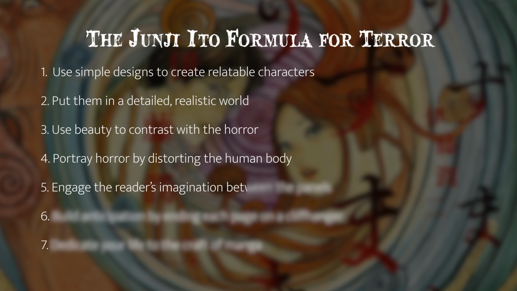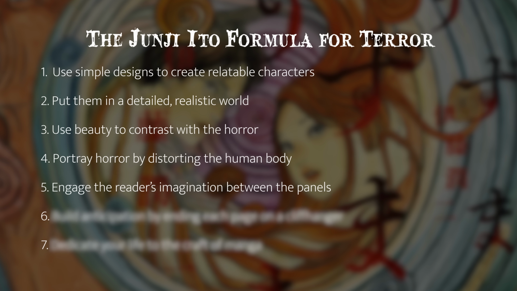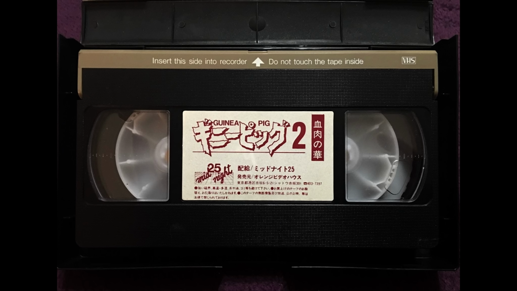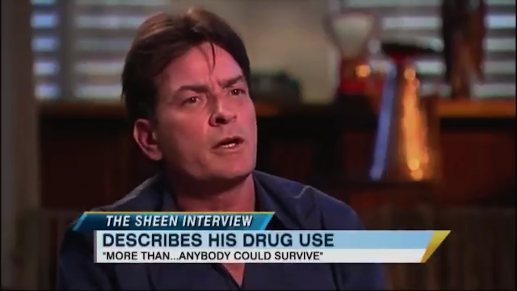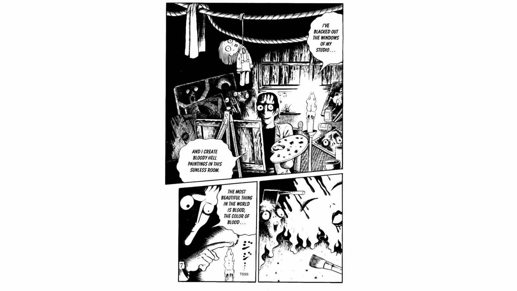So we know how Ito uses detail, motion, beauty, and ugliness to create terror, but to bring it all together, Ito turns to a manga artist who has sadly largely been forgotten in America, Hideshi Hino. Today, Hino may be most well known for directing a horror film so realistic that after a friend lent him a VHS copy, Charlie Sheen thought he'd watched a real murder on tape and called the authorities, prompting an FBI investigation.